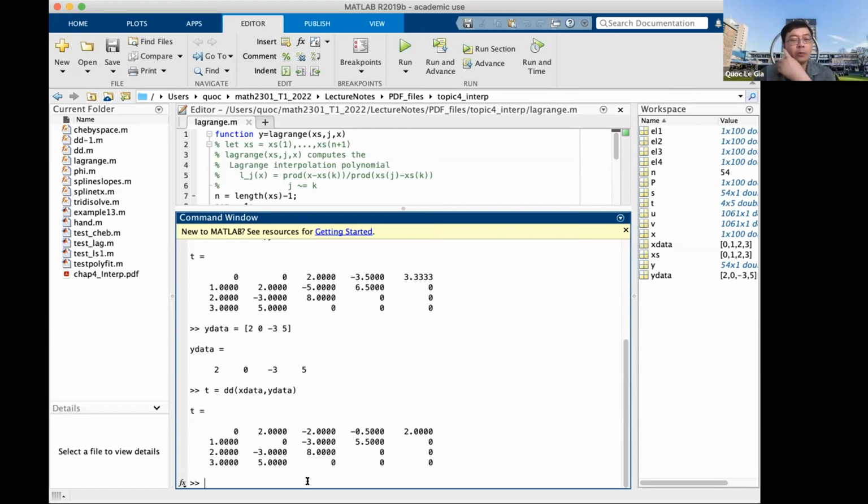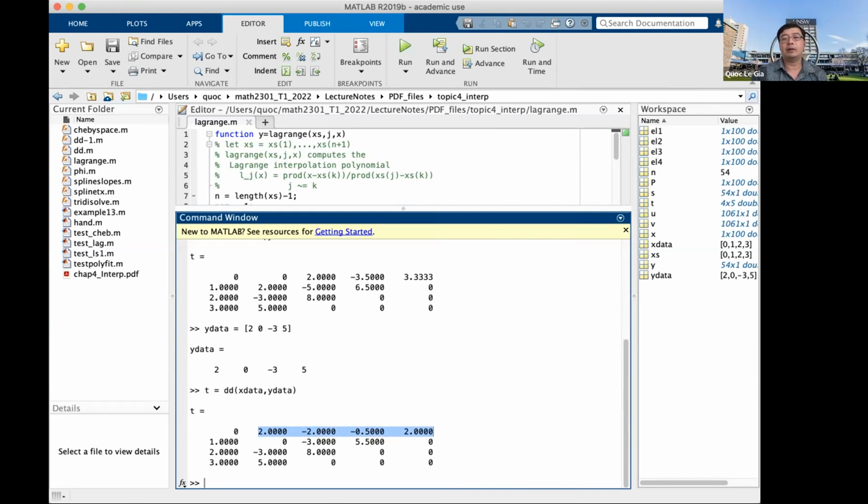Anyone? Where can I find the divided difference coefficient? In the table T. The top row, yes. Now you can see it. In the top row, you see that 2, minus 2, minus 0.5, and 2, right? That is just the divided difference coefficients.